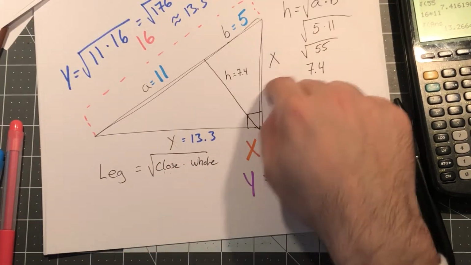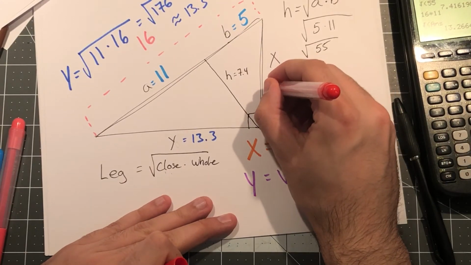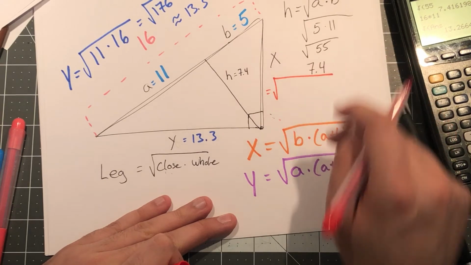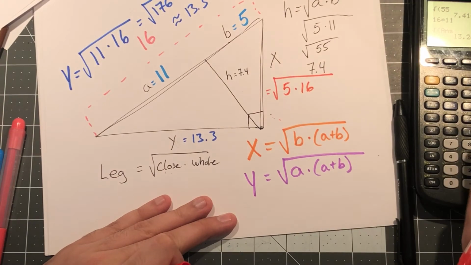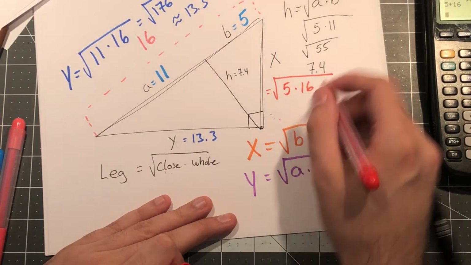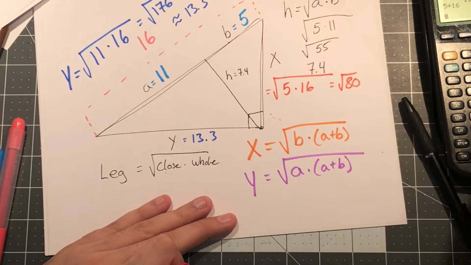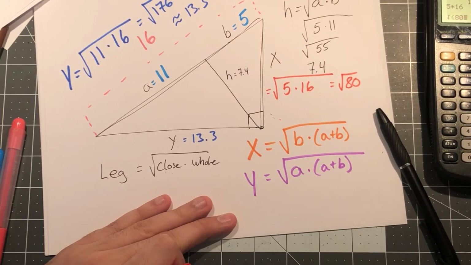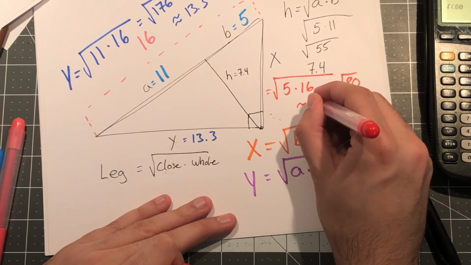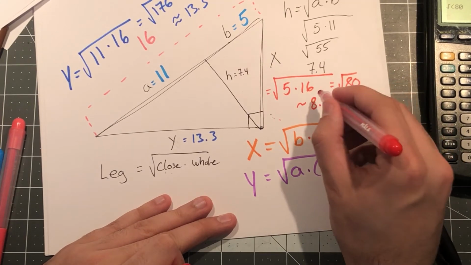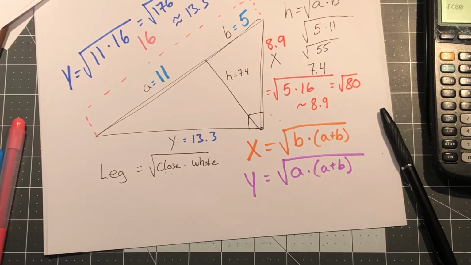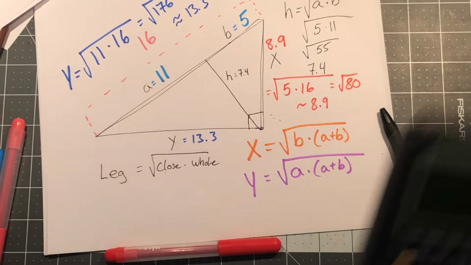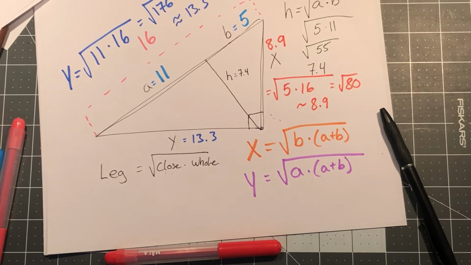I'll do one last one over here for x to show you what that looks like. X is going to be the square root of the close part, that's 5, times the whole, that's 16. 5 times 16 is 80. It's going to be close to 9. That'll be somewhere around 8.9, we'll say. So with just those two pieces, I can find all the things we have.